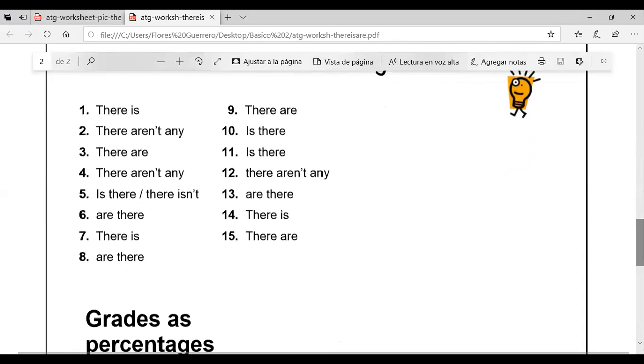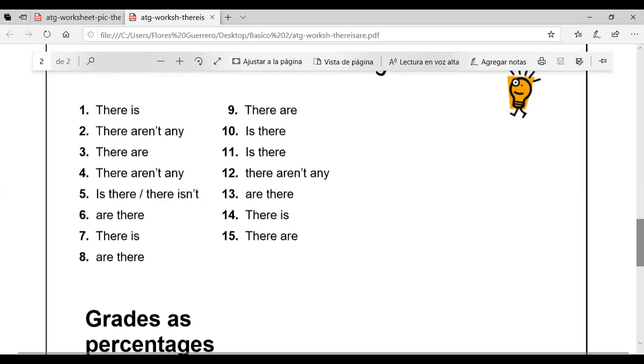As you can see here, there you go with the answers. In number one, it says there is. Number two, there aren't any. Number three, there are. Number four, there aren't any. Five, is there? There isn't. Six, are there? Seven, there is. Eight, are there? Nine, there are. 10, is there? 11, is there? 12, there aren't any. 13, are there? 14, there is. And 15, there are.